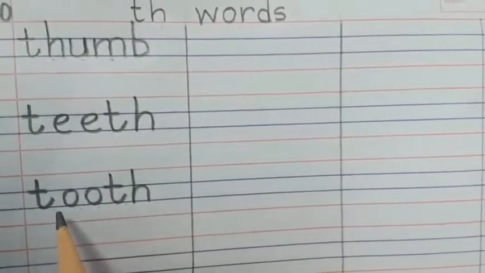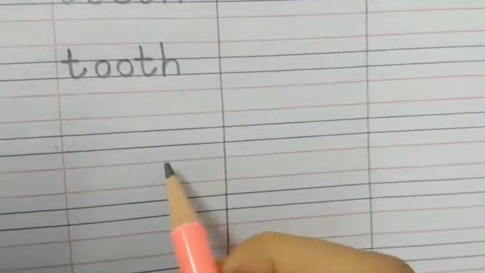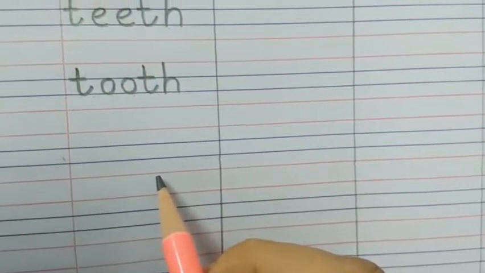T-O-O-T-H. Tooth. A single teeth is called tooth. Next word is 3. Number 3. 3 is a digit we use in numeracy for counting.